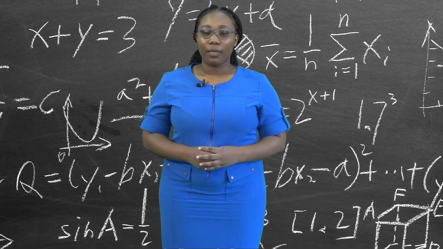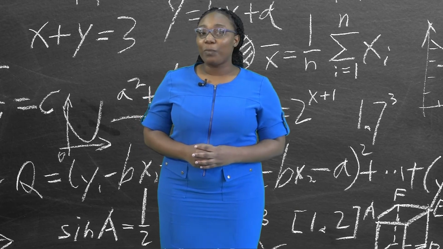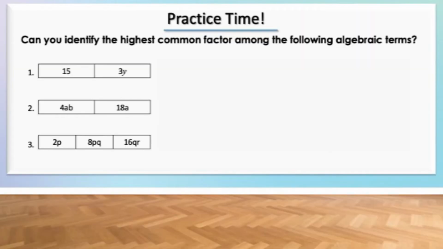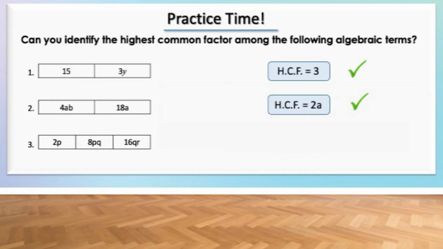Awesome! Okay, students, it is now practice time. Can you identify the highest common factor among the following algebraic terms? First, we have 15 and 3y. If you said 3, you are correct. What about 4ab and 18a? If you said 2a, you are correct.